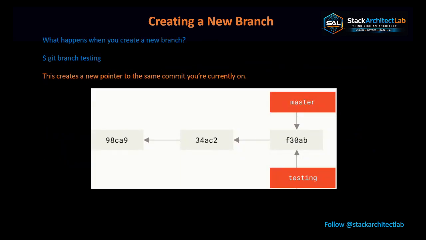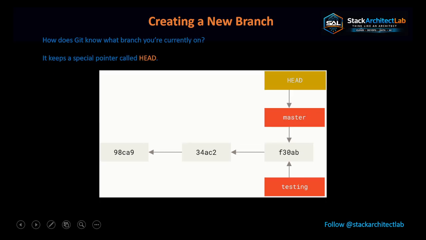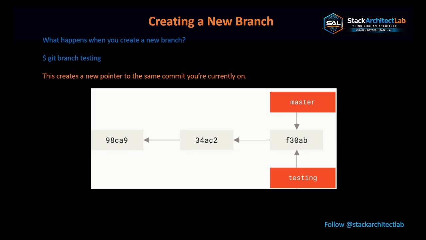So this is what happens when you create a new branch. This is the command for creating a new branch. If I give git branch testing, what does it mean? git branch is the command, and testing is the branch I am creating here. Now if you see here, this is my commit, everything else remains the same, and one more pointer got added here, testing. So it creates a new pointer to the same commit we are on.